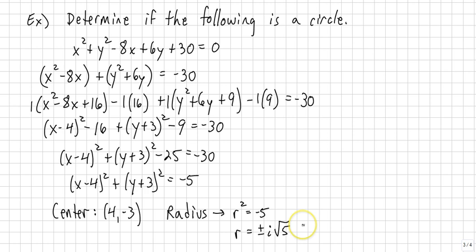So what that's telling us is this must not have been a circle, because on the right-hand side, we should have a positive number that represents the radius's length squared. And we don't have that. We have an imaginary number. So this is not a circle.